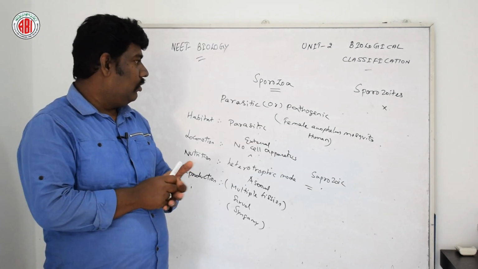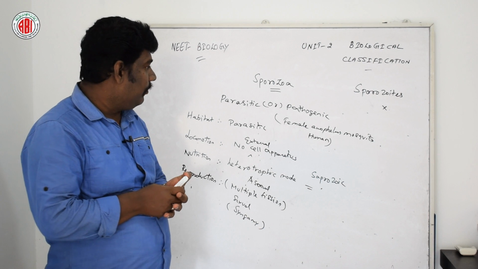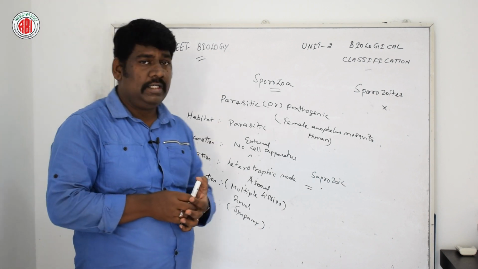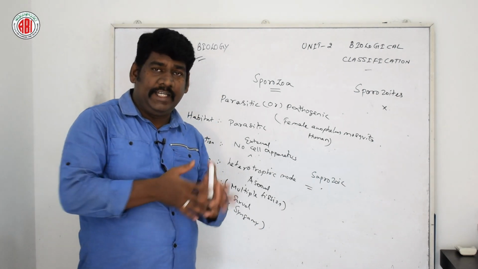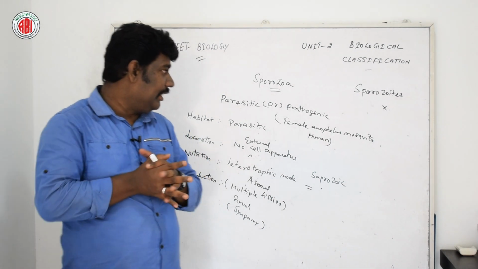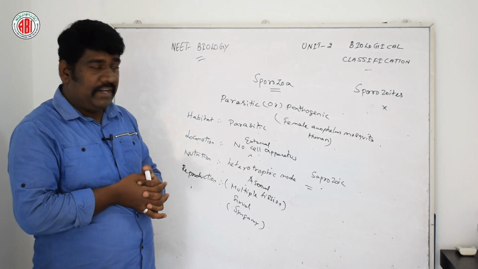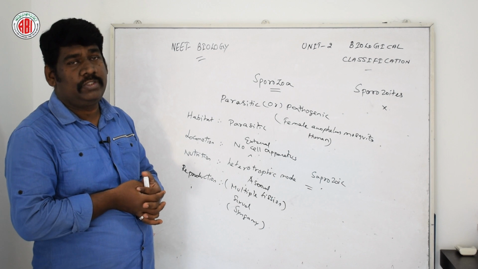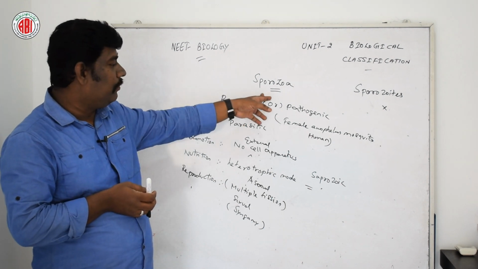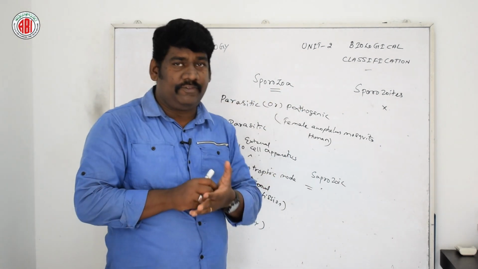Let us have a quick review of sporozoa, the final category of protozoans. The name itself says that the organism produces spores at the time of reproduction.